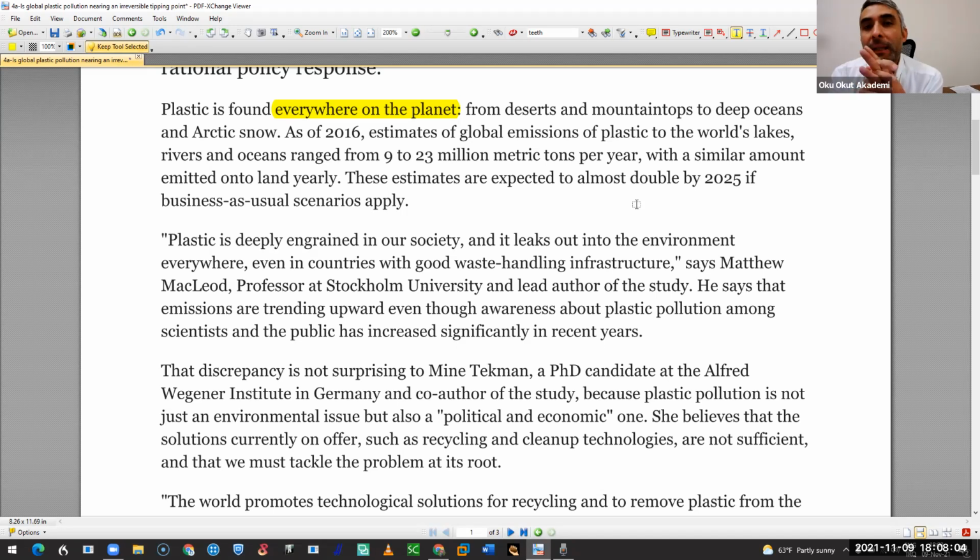How about future estimates, prospective amounts of plastic that will be emitted? Take a look at the last line. In the future, by 2025, it will double. Friends, it will double. Yes, it will. Okay, okay.